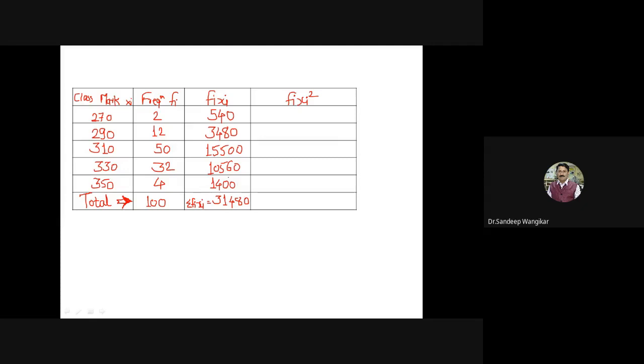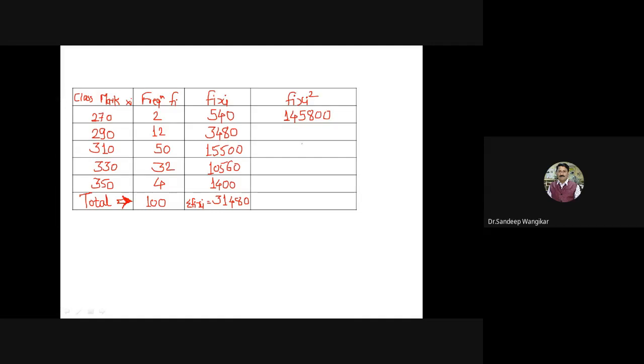So fi is 2. See here, fi in the first case is 2 and 270 square. So 2 into 270 square. Calculate and substitute the values. fi xi square: 2 into 270 square. Very good, 145800. Second, 12 into 290 square.